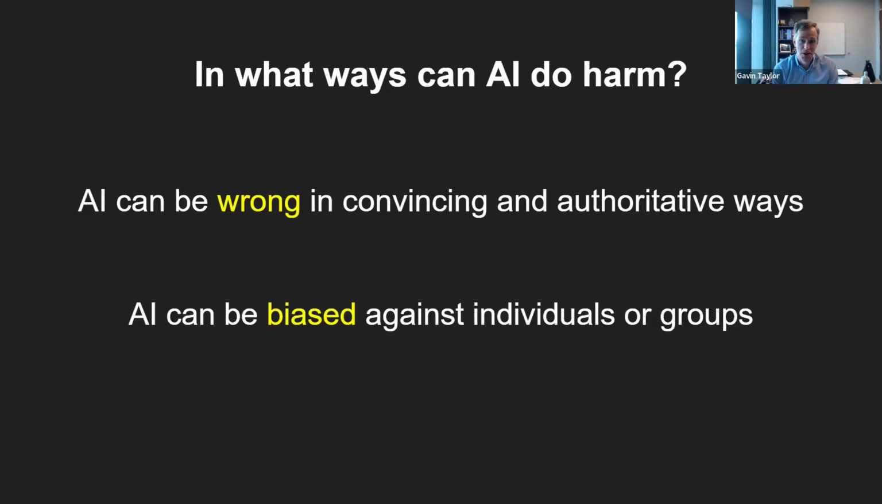AI systems are incredibly powerful. They can do great things. Where they can do great things, I argue we should use them. It's also important to understand the ways in which artificial intelligence can do harm. So first off, AI can be wrong in convincing and authoritative ways.